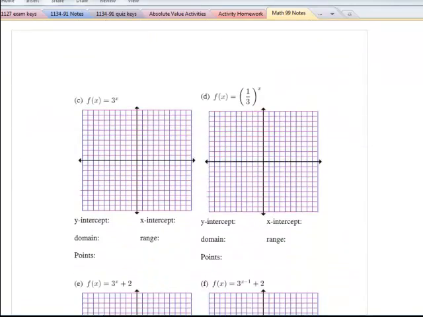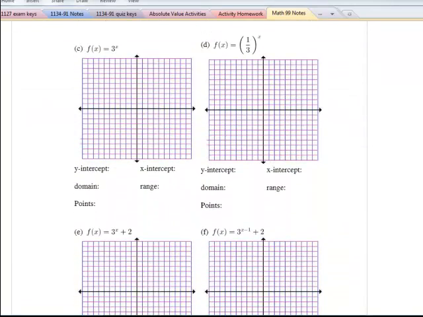So let's look at a couple more. You can try these on your own and make sure you're getting it. I'm going to start with the points. So I always use x equals 1. 3 to the 1 would be 3. x equals 0. 3 to the 0 is 1. x equals negative 1. 3 to the negative 1 is a third. And I can plot those points. (1, 3), (0, 1), (negative 1, a third).